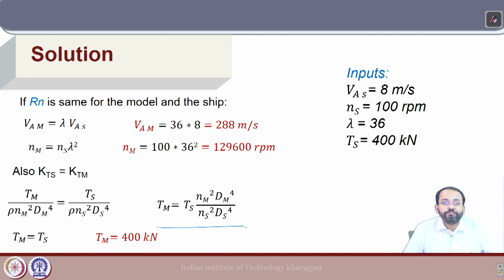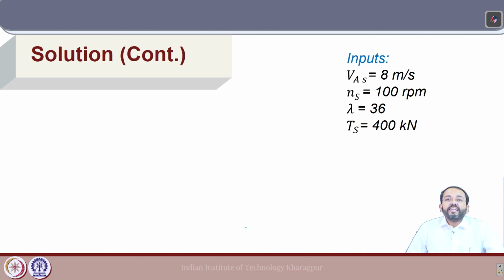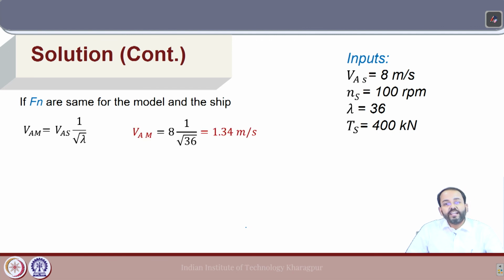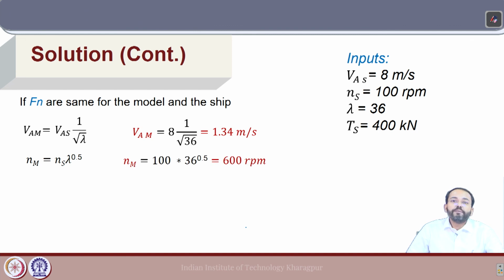during model testing. On the other hand, let us look into the condition where we keep the Froude number same between the model and the full scale ship, and we have the same inputs. In this case, model scale velocity is full scale divided by square root of the scale ratio, which gives a model scale velocity of 1.34 meter per second, and for the RPM it is 600 RPM, which is higher than the full scale RPM, but much lower than the condition where we used Reynolds similarity.